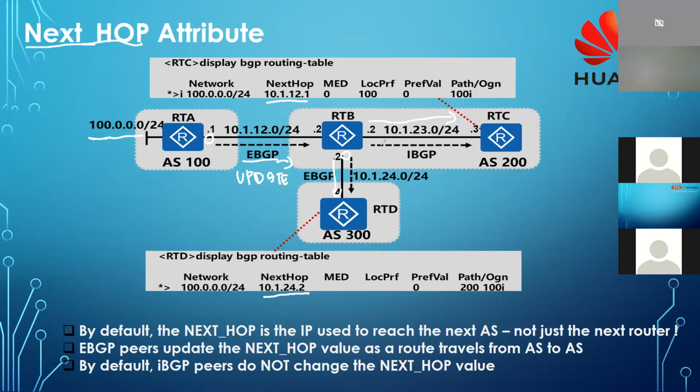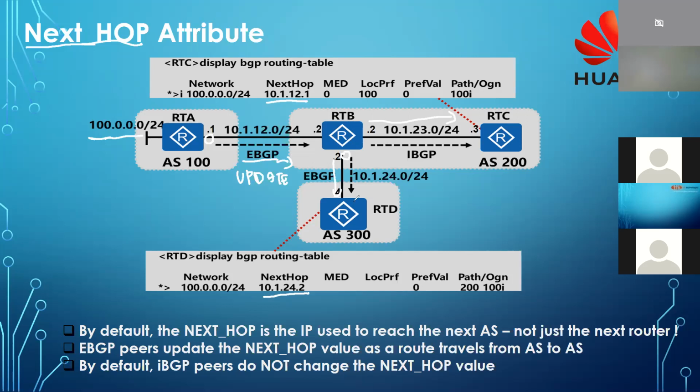So in summary, when the router sends the update to an iBGP neighbor, the router doesn't change the next hop. When the router sends the update to an eBGP neighbor, the router will change the next hop.